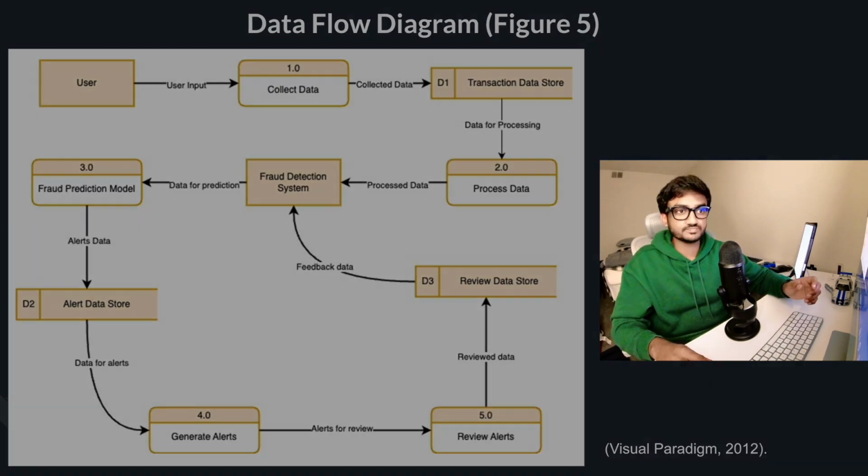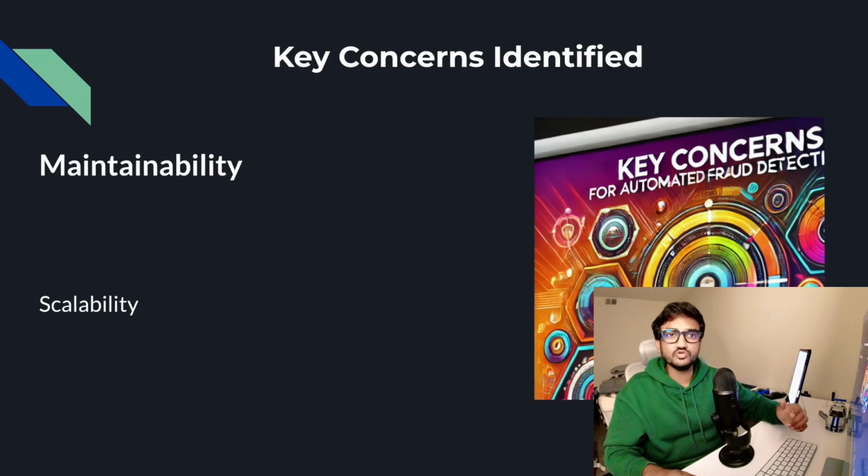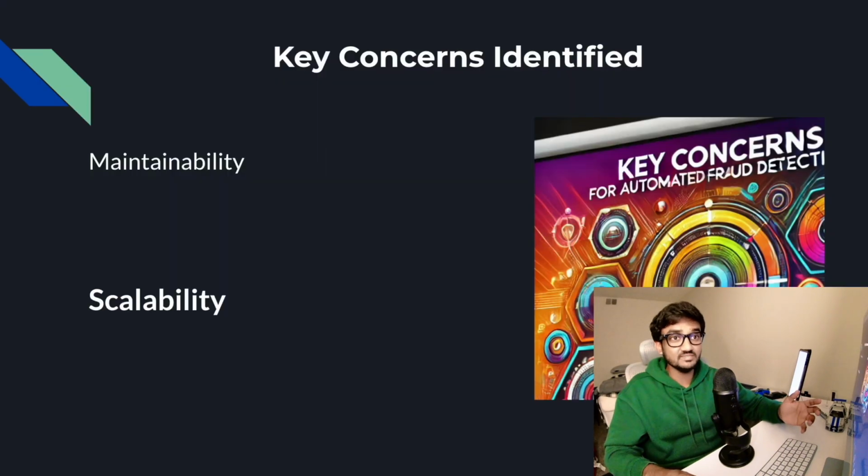During the project evaluation, two important concerns were identified: maintainability and scalability. Maintainability is crucial to ensure that the system can be easily updated and new fraud detection algorithms and bug fixes can be done. Scalability is necessary to handle increased transaction volume without compromising system performance.